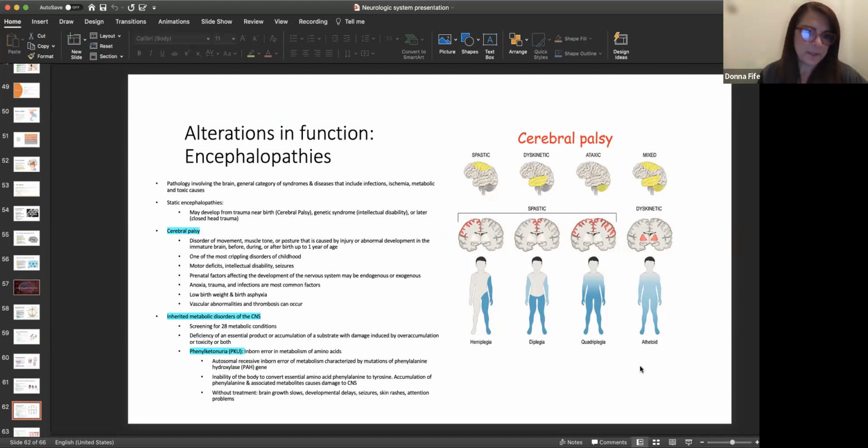effect of it. Inherited metabolic disorders of the CNS, we do screening for about 28 different metabolic conditions. And a deficiency of an essential product or accumulation of a substrate with damage induced by overaccumulation or toxicity or both.